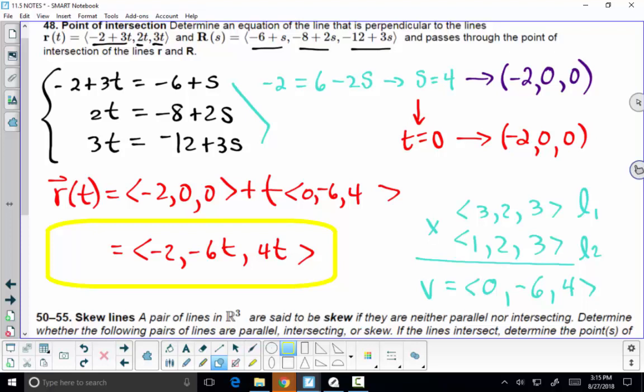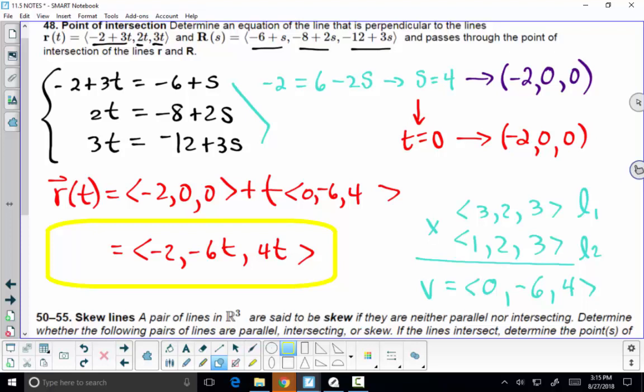If one missile's coming from, I don't know, Russia, and one's coming from the United States, those are going to be different t values, right? They're going to take off at different times. So just because the lines intersect doesn't mean they intersect at the same value of the parameter. And then once we get that, we look at the coefficients of the parameter to get the direction for each line. Cross those and we're good to go.